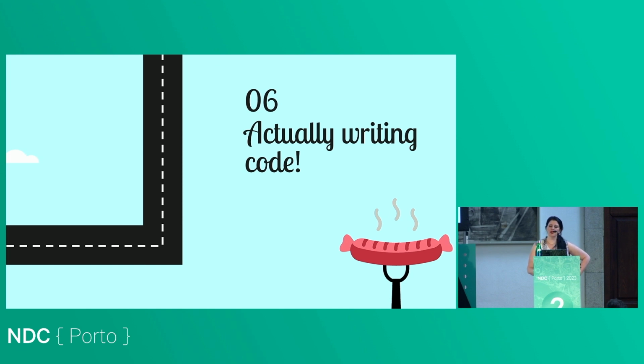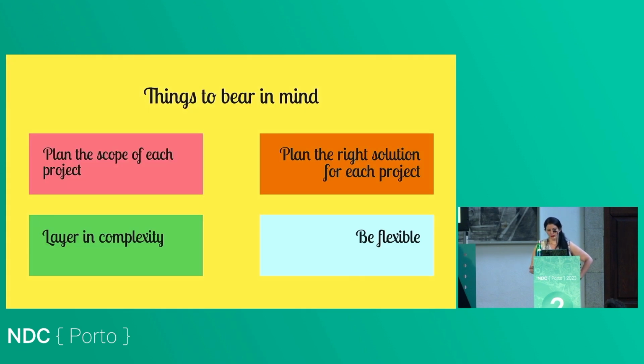Now, actually writing code, things to bear in mind is plan the scope of each project. So really, before you start carving things up, look at what that high cohesion area is. Plan it, think of the scope. Remember, it can be big. We want those big chunks before we start decomposing it further. Plan the right solution for each project.